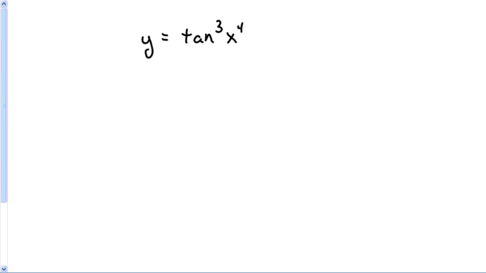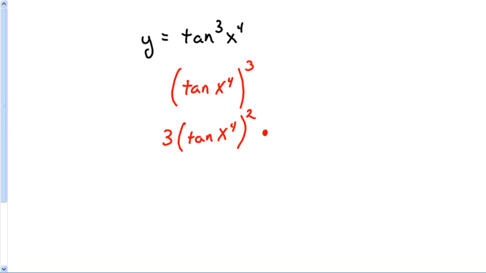This guy up here, let's see if we can do him. He would be tangent of x to the 4 cubed. And it's just a chain rule question. So all we're going to do is 3 tangent x to the 4. The 3 would become a square, times the derivative of tangent, which is secant square x to the 4, times the derivative of x to the 4 itself, which would be 4x cubed.